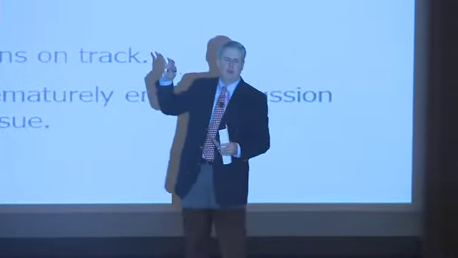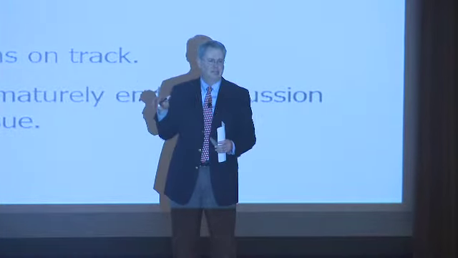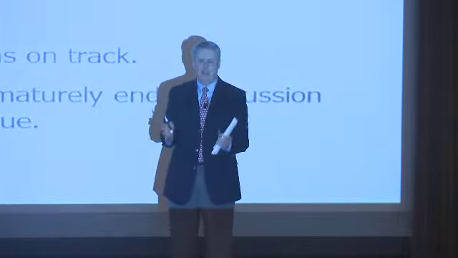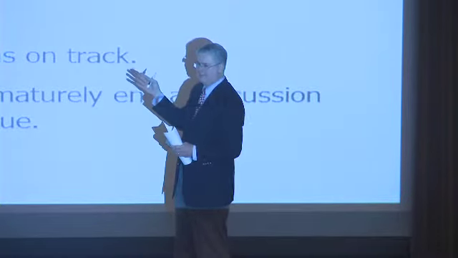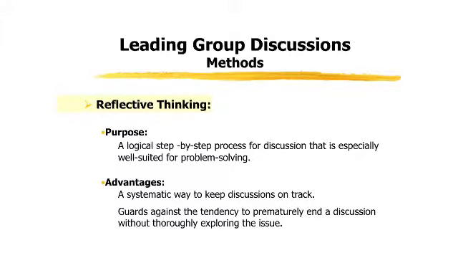But let's see how we might use the second method of brainstorming within another method called reflective thinking. The reflective thinking model is a logical step-by-step process for discussion that is especially well suited for problem solving. It's systematic. It keeps discussions on track. How many of you were like me sometimes? I'm going to say, let's see if we can get the professor off track today. Yes, okay, we lost 30 minutes there. It guards against the tendency to prematurely end a discussion without thoroughly exploring the issue.